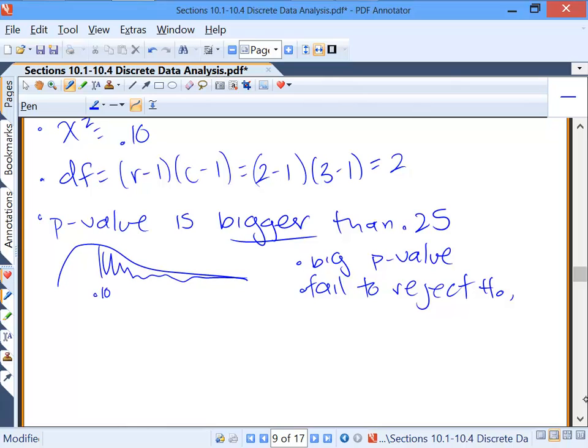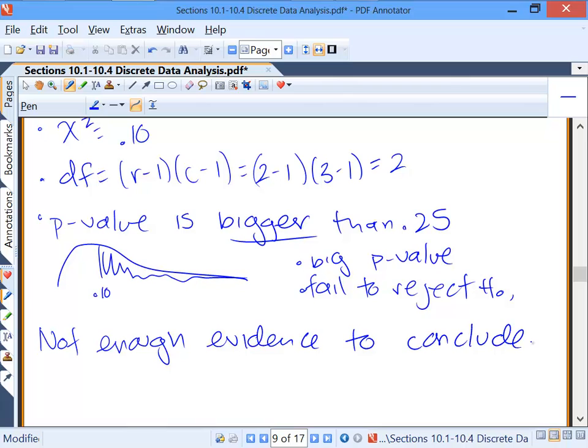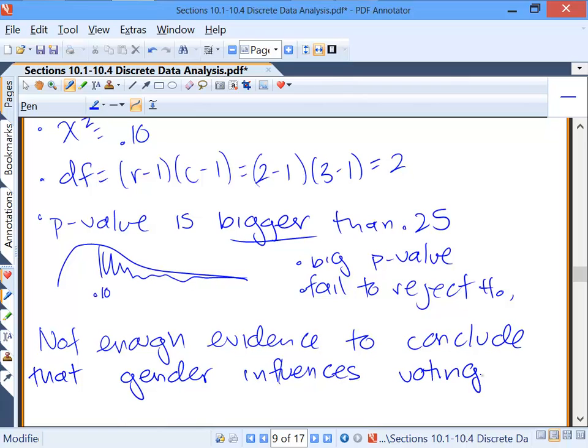There's not enough evidence to conclude that gender influences. So not enough evidence to conclude that they're dependent, or like we said, to conclude that gender influences voting preferences. Okay, in this data set.